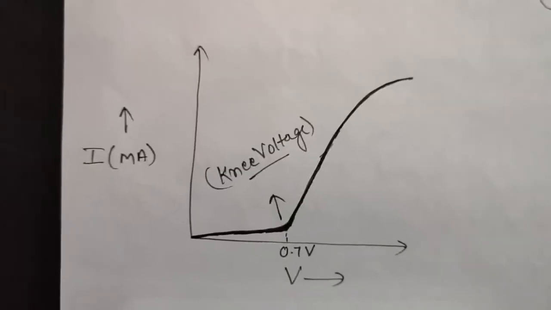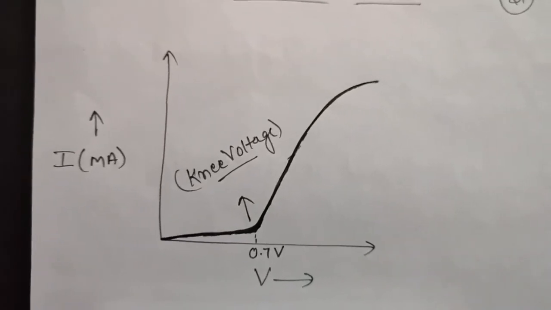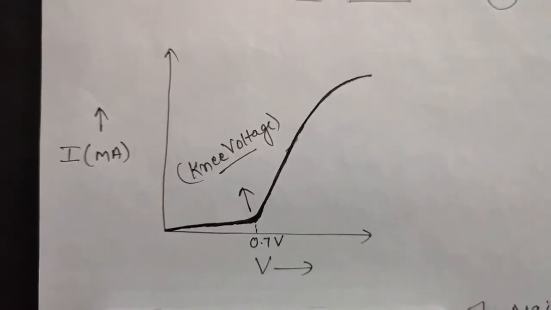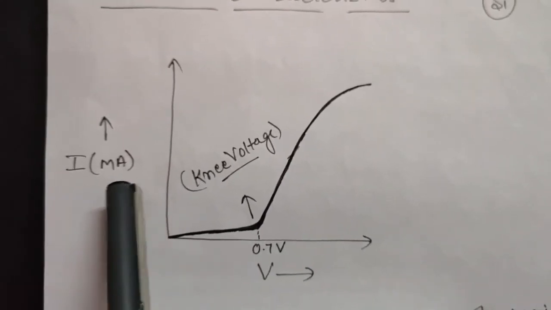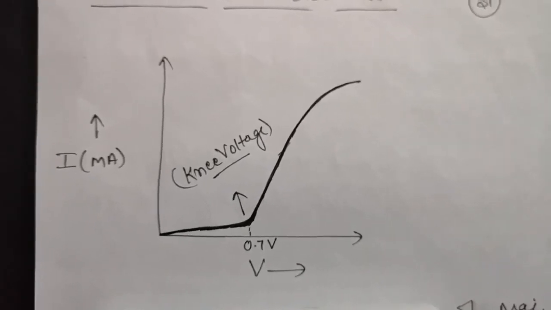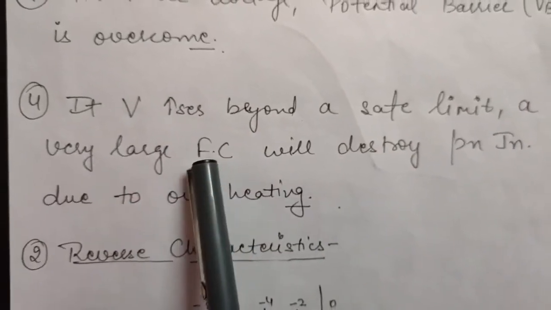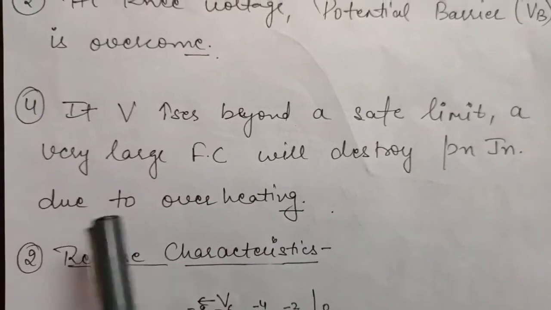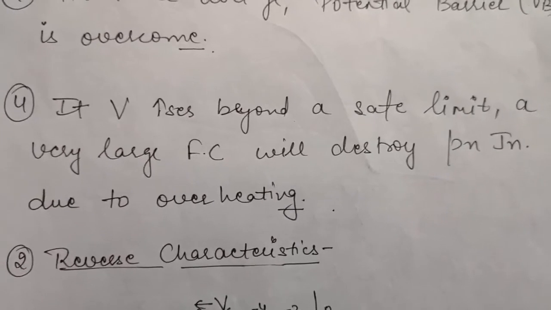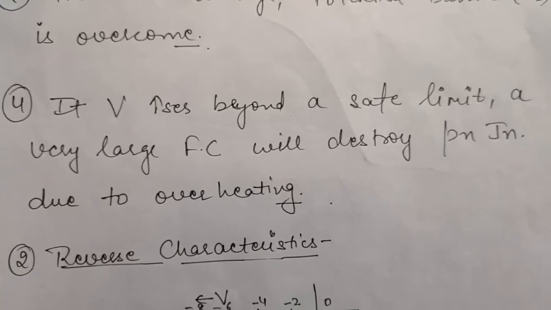Now what happens if you increase the voltage beyond a safe limit? This region shows the point where voltage is increased to more than the safe limit. A very large current will flow in the circuit and your PN junction will get destroyed. So if voltage increases beyond a safe limit, a very large forward current will destroy the PN junction due to overheating. This was all about the forward characteristics of the PN junction, in which we learned about knee voltage. Now we will talk about reverse characteristics.